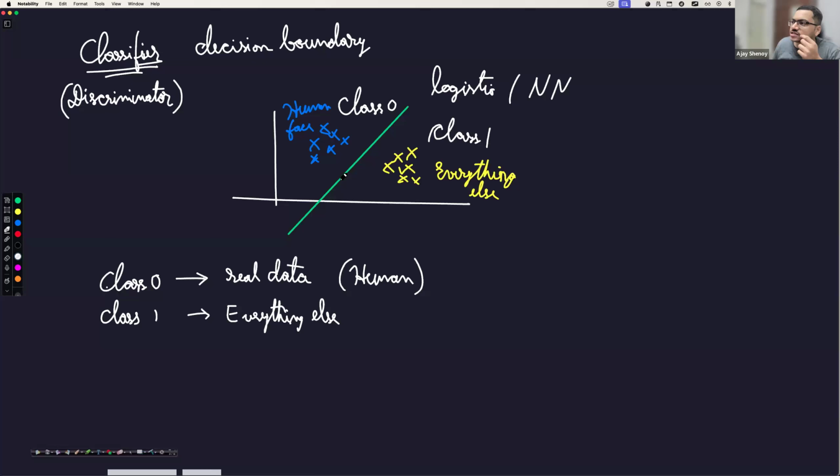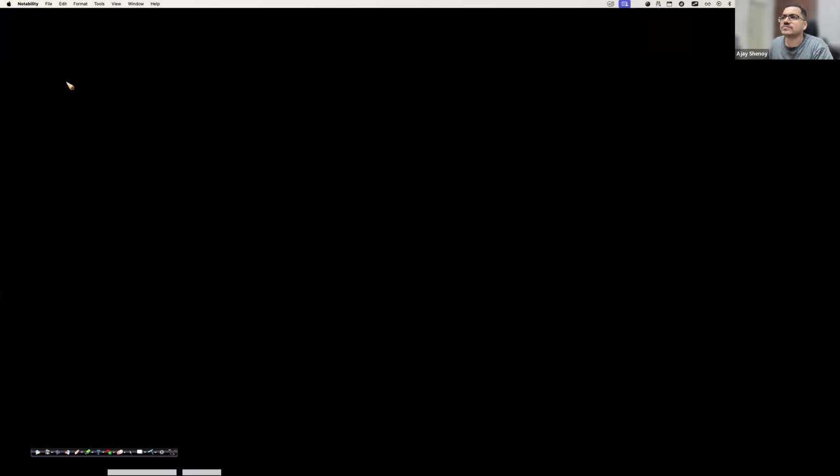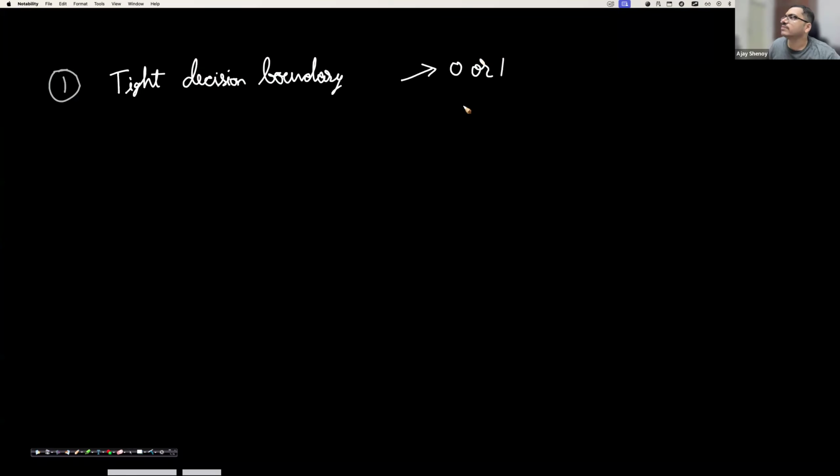So the challenge is that there are two things going on here. Let me write down two important points. My first important point is getting a tight decision boundary. What do I mean by a tight decision boundary? It is going to give you a 0 or 1, meaning human face or not, and it should be very accurate. Imagine a perfect classifier that will always give you a 0 or 1 based on whether it's a human face or not.